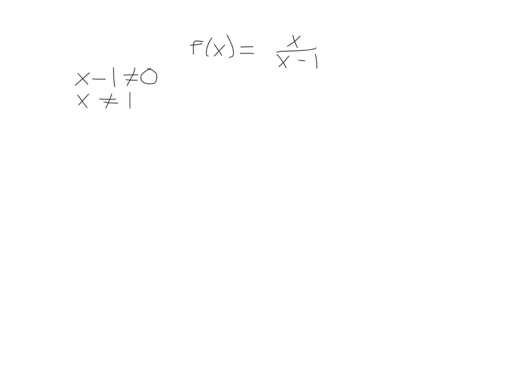Removable discontinuities. What you do is look at the numerator and denominator and try to factor them and see if anything divides out. In this case, nothing does.